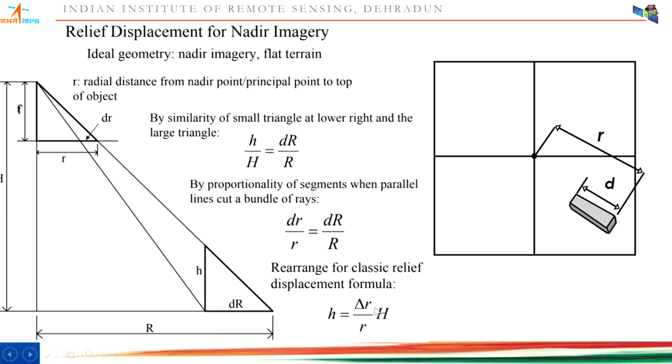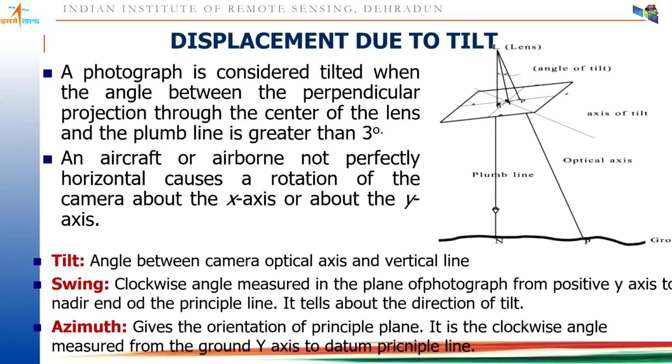More is flying height, less is relief displacement. Okay, so this is how relief displacement helps us in finding out height of the objects. There is another displacement, that is because of the tilt of the photograph.